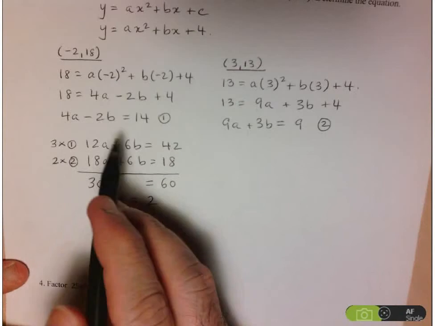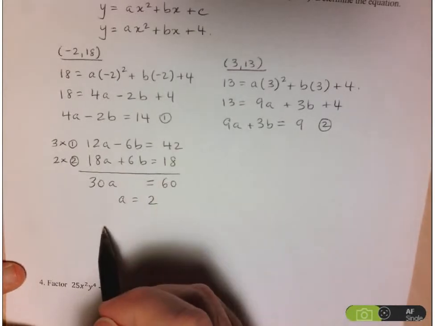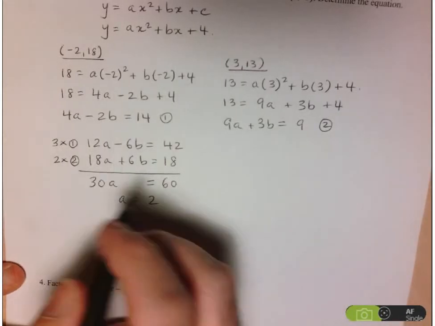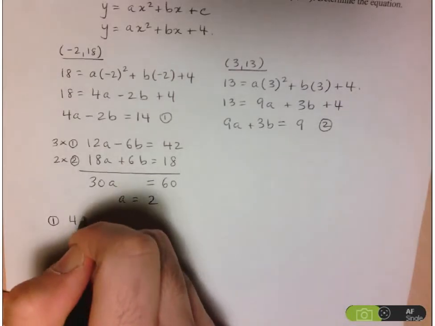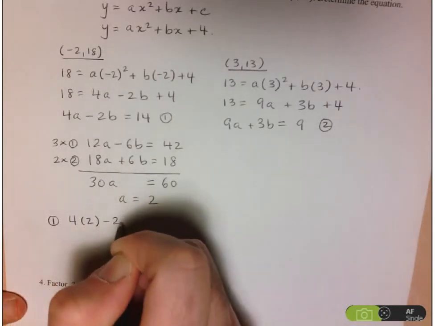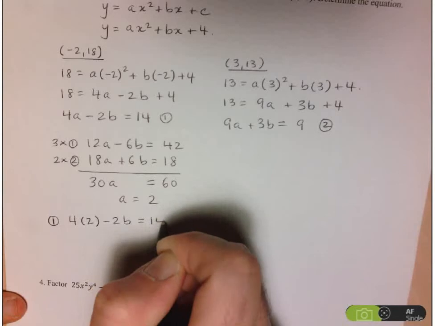Okay, now I'm going to choose one of the equations in order to find the b variable. And I'm going to choose equation 1. Seems a little bit easier. So we'll put 4 times a, which is 2, minus 2b equals 14.